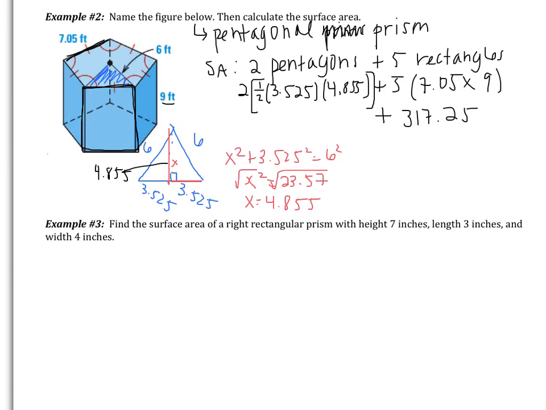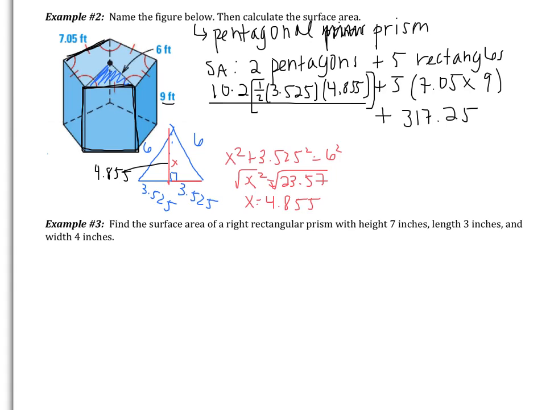Okay, but then I need to remember that's only one triangle. So at the very end, I'm going to need to multiply by 10 triangles. I kind of ran out of room, so I'm going to stick it in the front. Okay, I know this looks like a lot, but you can enter everything in your calculator just like that. So enter it exactly like that.